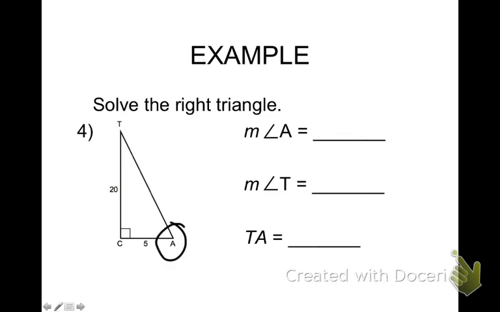Which inverse trig function are we going to use to find A if I'm given 20 and 5? Not sine. Tangent, because I don't have a hypotenuse in there. So the tangent of A is equal to 20 over 5. So the tangent of A equals 4. So looking for 4 on my tangent, it's probably going to be close to 76.